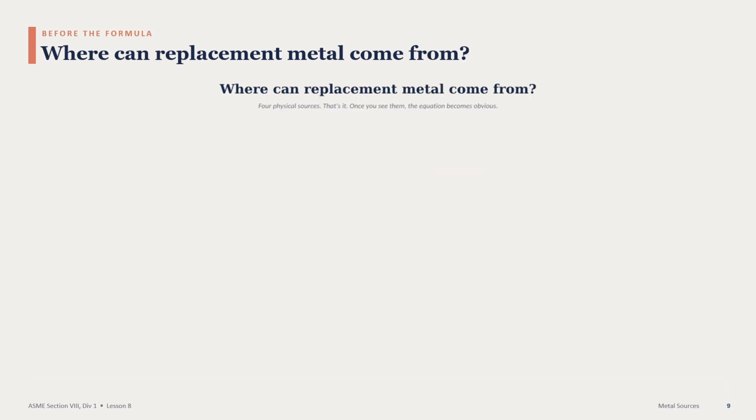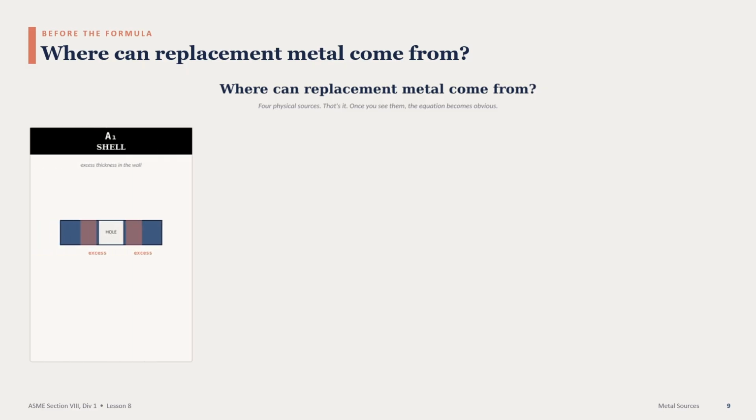Before we look at the UG-37 equation, let's answer a simple question in plain English. Where can the replacement metal actually come from? What are the physical sources? Turns out, four places. That's it.